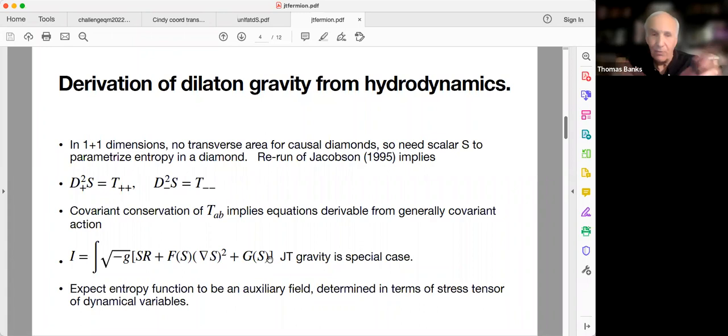But the message of Jacobson is that that should be thought of in the way it's thought of in condensed matter physics. The phonon is not a fundamental degree of freedom. It follows from whatever the fundamental degrees of freedom are. And again, this also tells you what entropy should be. Well, entropy in hydrodynamics comes out by counting the states of the fundamental degrees of freedom.